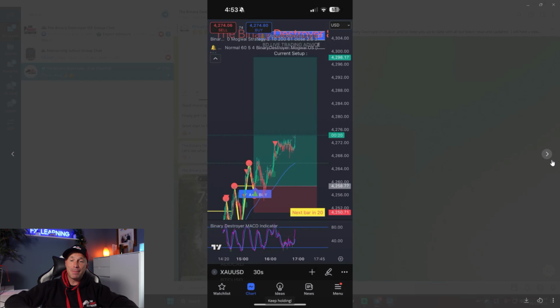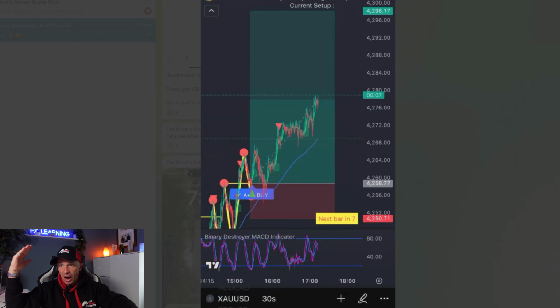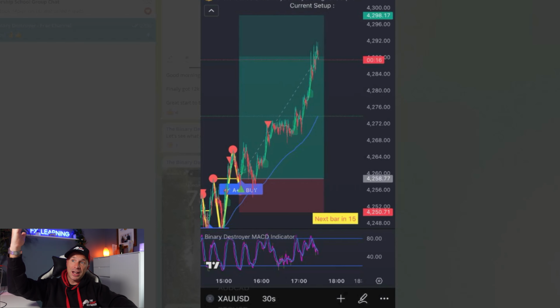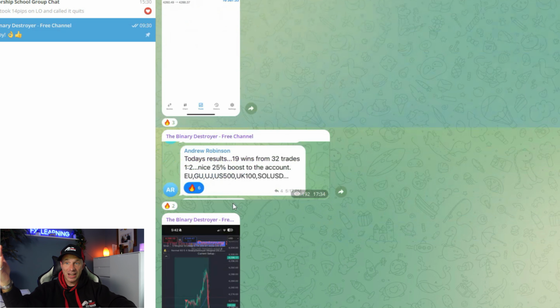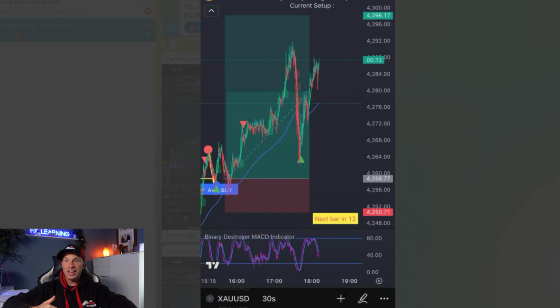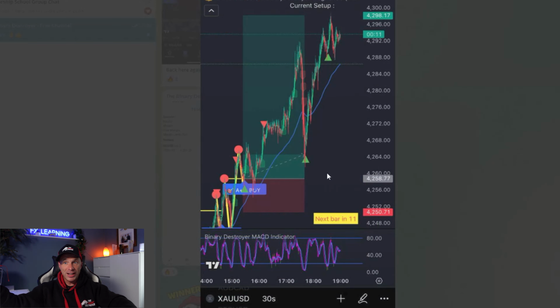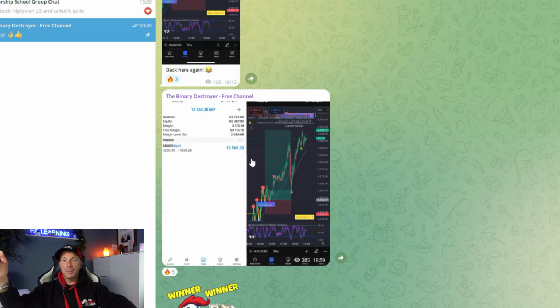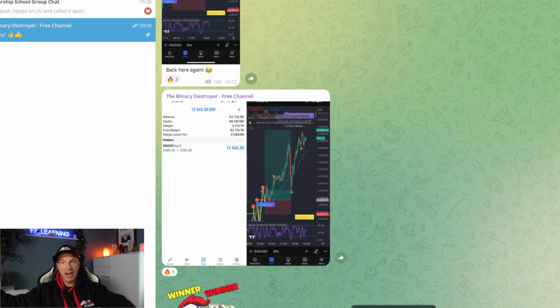Also, check out this amazing trade on gold. I took this trade last week on gold. As you can see, a beautiful buy. It goes up, as you can see here. The trade's now 10 grand. It then came back down and I'm like, grrr, and then it goes back up to here. I'm like, we're back here again. And then we finally hit take profit. I made 12 grand on that trade, as you can see here.